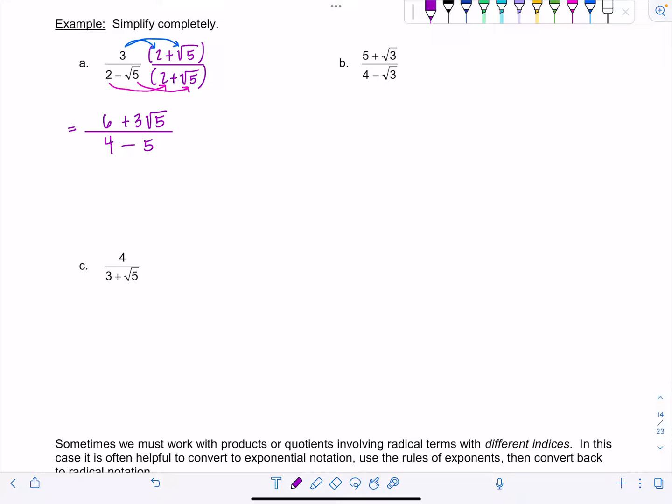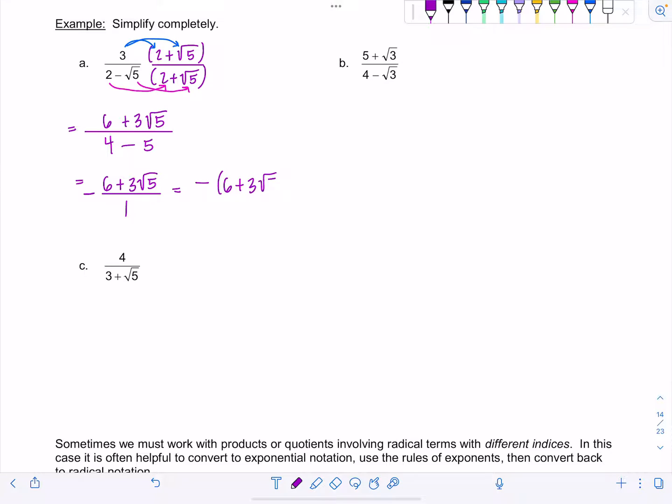Okay, in the numerator, you can't combine, right? Those aren't like radicals, so you're just going to have 6 plus 3 rad 5 over negative 1. And it's not simplified to leave that negative out in the denominator like that. So you've got a couple options, okay? You can either put it outside like this, but that can also look confusing. So remember, it means the same thing as applying a negative to the whole thing.